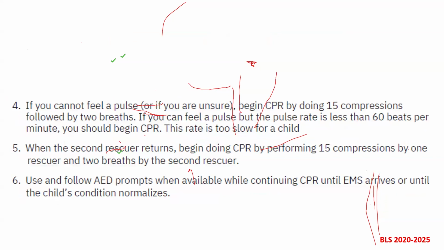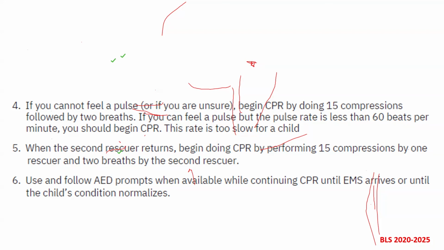If you cannot feel a pulse or if you're unsure, begin CPR by doing 15 compressions followed by 2 breaths. When there are 2 rescuers, 15 compressions and 2 breaths. If there is only 1 rescuer, 30 compressions and 2 breaths. If you can feel a pulse, but the pulse rate is less than 60, you should begin CPR. The rate is too slow for a child.